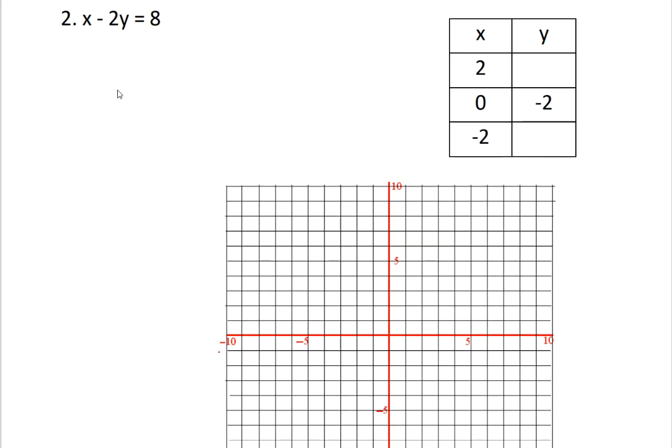Okay, here's another example that we're going to graph using a t-table. I've chosen the points 2, 0, and -2. I don't know if you caught that, but there was a value in the t-table that wasn't supposed to be there, so I just erased that. So now we're going to plug these values in for x to find the values of y that go with them. You may be wondering why I didn't go in consecutive order or with consecutive numbers.